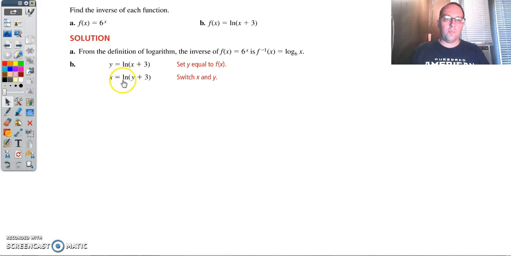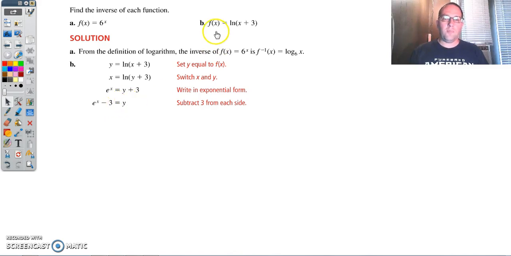So the base of our logarithm, this is the natural base, so it's e. So we have e as our base. Our answer is x, so that's our exponent. So we have e to the x equals our argument of y plus 3. Got to get y by itself, so subtract 3 from both sides. We have e to the x minus 3 equals y.